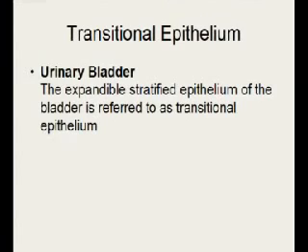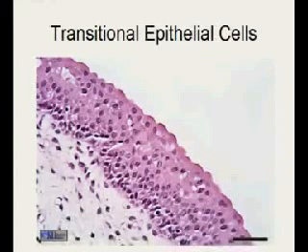Now, transitional epithelial tissue exists in the urinary bladder. Again, it exists there because it's highly expandable. It's stratified epithelium. This is referred to as transitional epithelium in the bladder. And here's a classic picture of that transitional epithelium in the urinary bladder.